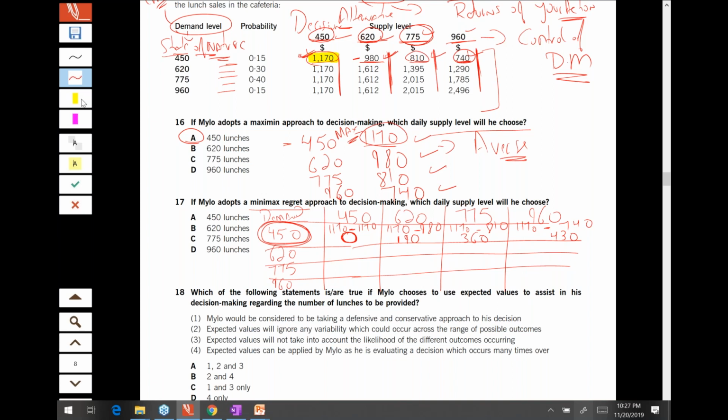Now, if you assume that the demand in future is 620, what is the highest here? It's 1612. And in the same way, you start deducting. So the highest is 1612, and if you went for this 1170, the regret in that case would have been how much, guys? Are you all with me? 442. Second case, it's 0 because you've selected 1612. In the third case, what's the regret? 217. In the fourth case, it's 322. Are you all with me?